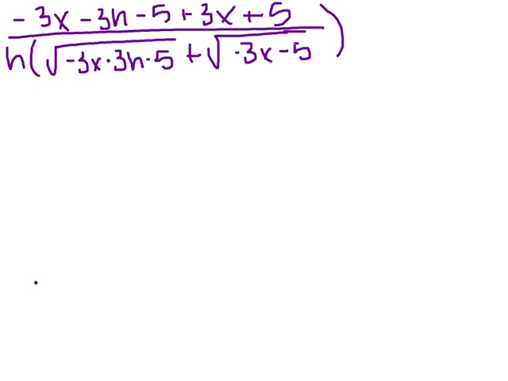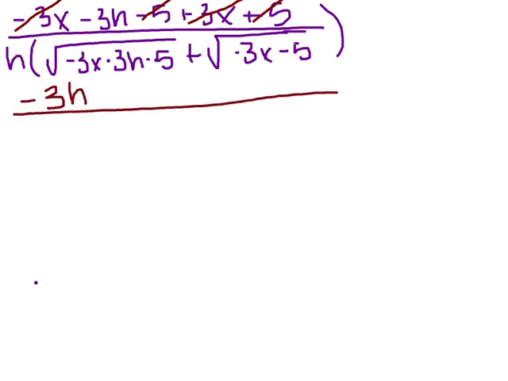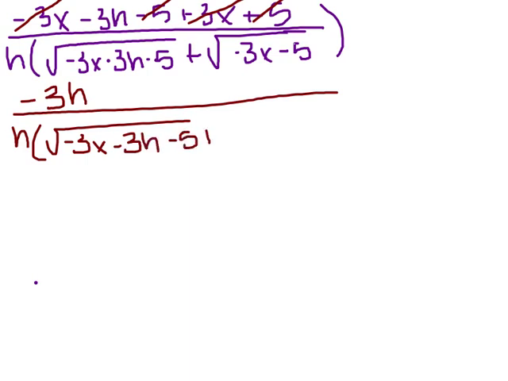We can fruit ninja. We have negative 3x positive 3x, negative 5 positive 5. So our equation now becomes negative 3h over h times the square root of negative 3x minus 3h minus 5 plus the square root of negative 3x minus 5. Our h's will cancel out.